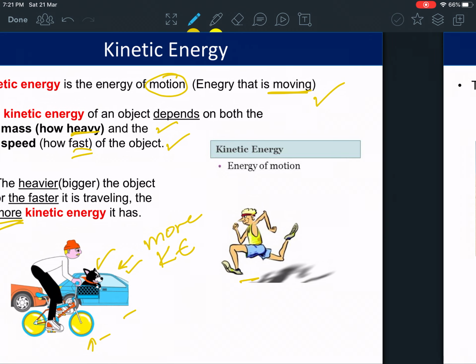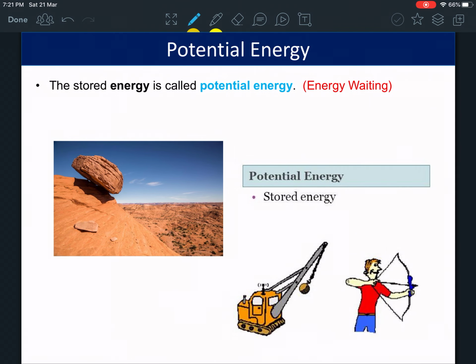Now, potential energy is the opposite of kinetic energy. It is energy stored. That means energy that's waiting, not energy that's moving. For example, look at this rock over here. This rock is sitting on the boulder and it's not moving. We say that this rock has potential energy. That means it has the potential to fall off the cliff, or the potential to move. The energy is stored inside of it, but it's not moving. Because it's not moving, we call it potential energy.